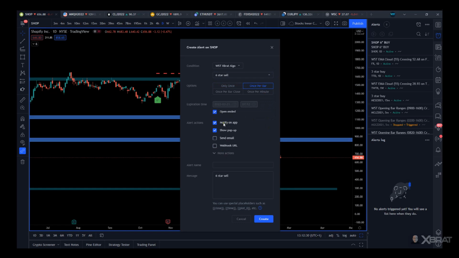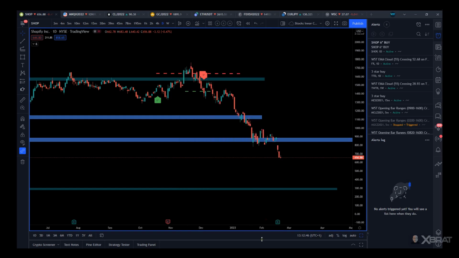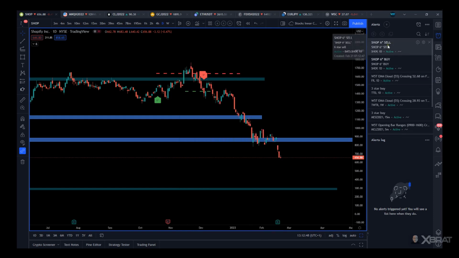We want to notify on our app on the phone. We also want to show the pop-up on the chart in case we're in the charts. And this time we're going to call it shop 6-star sell. Okay, we're going to put that into the message that we receive. Click create, and we see now that is active. So whenever there's a 6-star buy or a 6-star sell for Shopify, we will be alerted. So again, work through those major stocks.